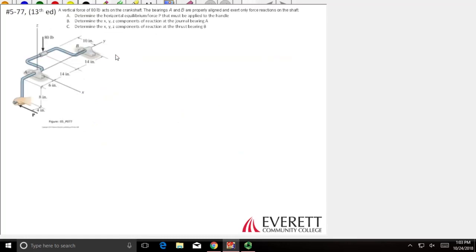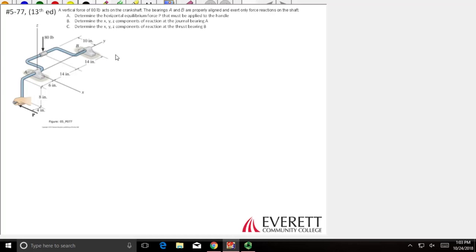This is 5-77. It says a vertical force of 80 pounds acts on the crankshaft. The bearings A and B are properly aligned and exert only force reactions on the shaft. Determine the horizontal equilibrium force P that must be applied to the handle. Determine the X, Y, Z components of reaction at the journal bearing A. Determine the X, Y, and Z components of reaction at the thrust bearing B. Whew. That was a lot of information shoved into, what, 3 or 4 small sentences. So we should go through it step by step and make sure we understand everything it's telling us.